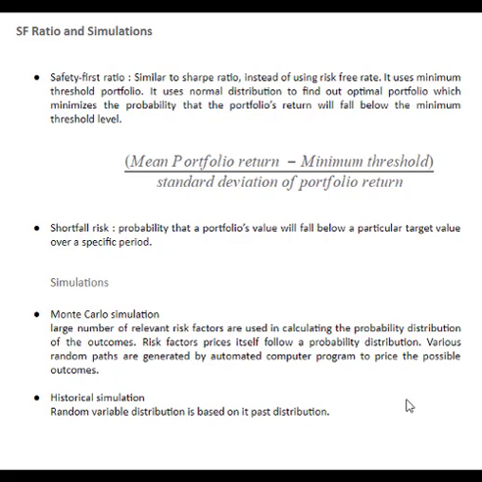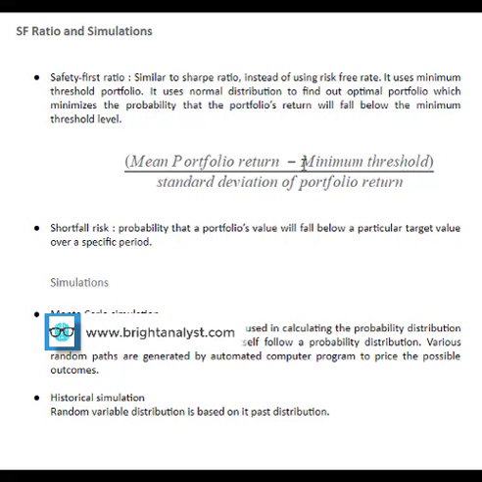Today we're going to talk about the safety first ratio and different types of simulation. The safety first ratio is very similar to the Sharpe ratio. Instead of using a risk-free rate of return, we are using a minimum threshold return. So we can say it is the excess return over the minimum threshold per unit of standard deviation.